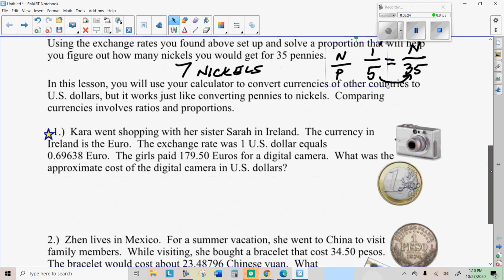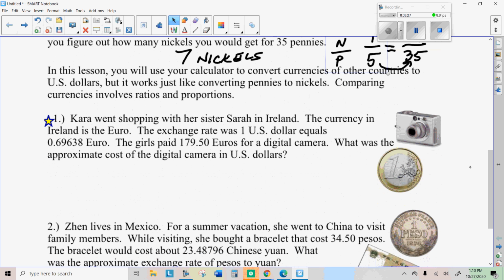Okay, we're going to use our calculator to help us in this one. You're going to get an exchange rate. You're going to use that for your ratio, and then you're going to solve some problem with it. Okay, so here's how that's going to work. It's the exchange rate in Europe when Sarah went to Ireland: 1 US dollar equals 0.69638 euros, which is 69,638 10,000ths of a euro. So basically about 0.69 euros. So let's set this up.